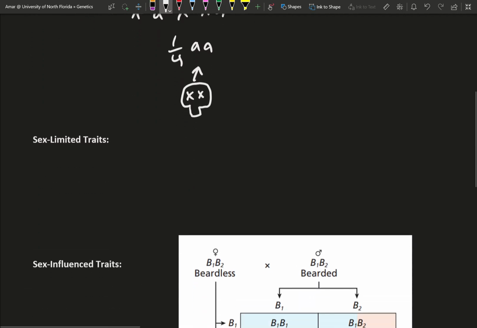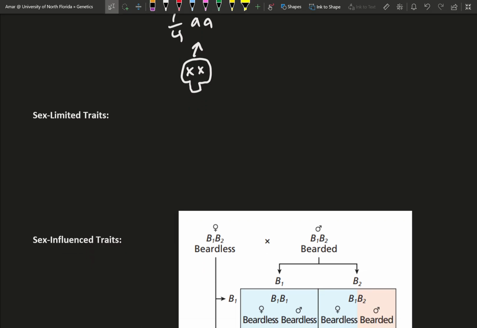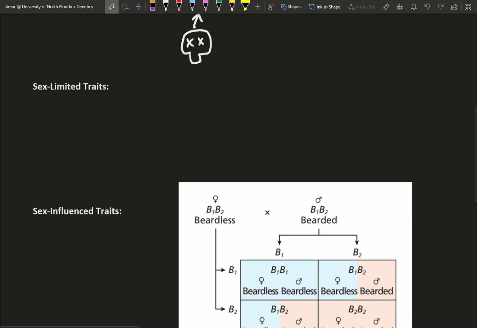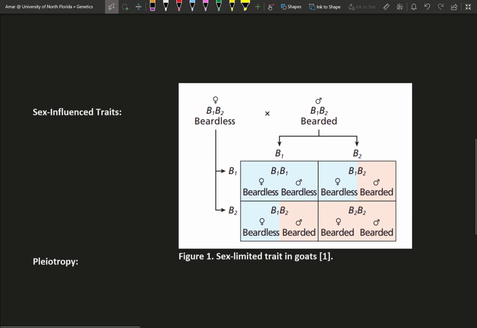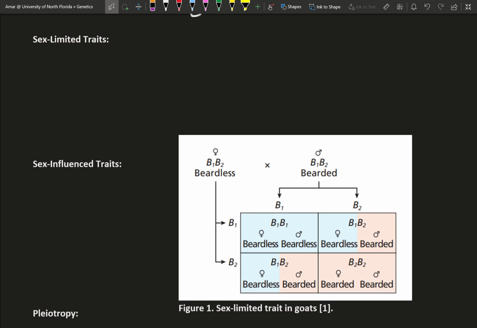And then now this is where we get into the more complicated stuff, where we talk about sex-limited traits and sex-influenced traits, and then pleiotropy as well. So let's talk about sex-limited traits first.